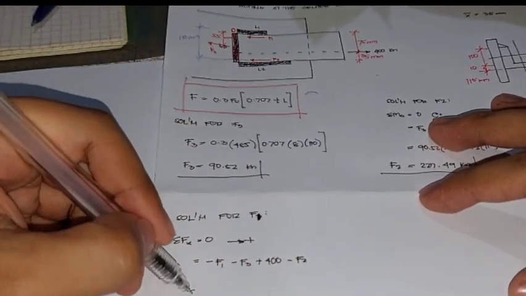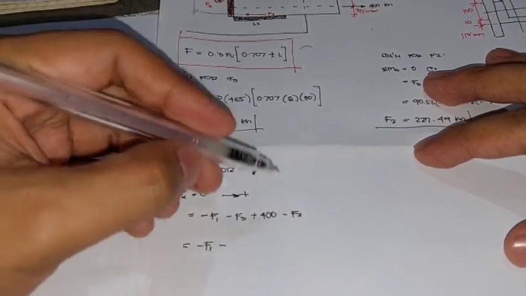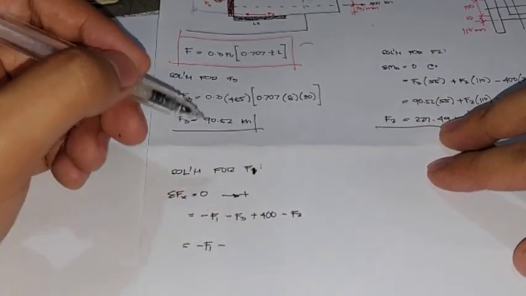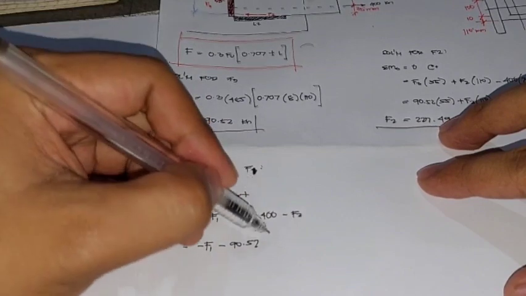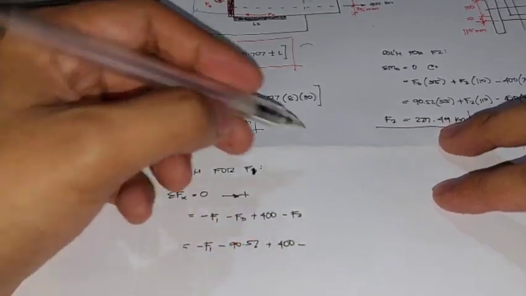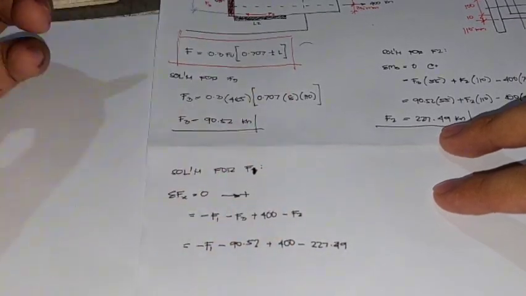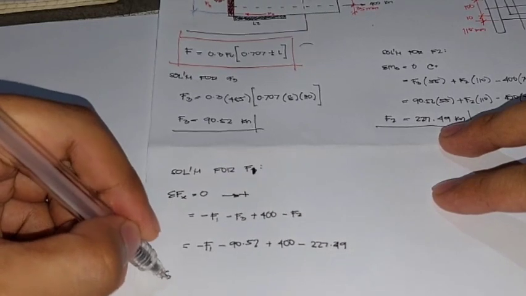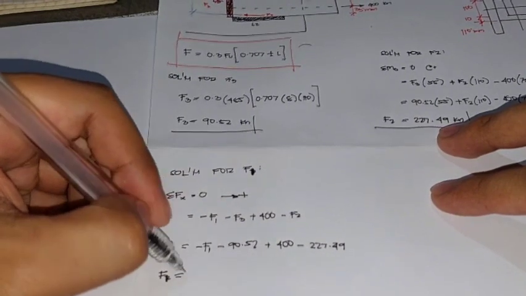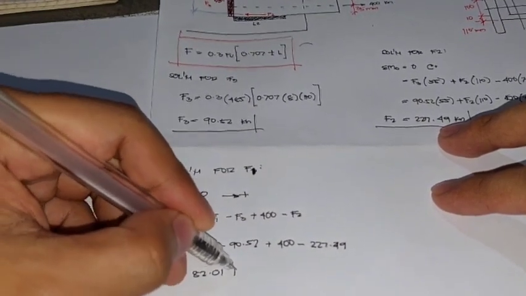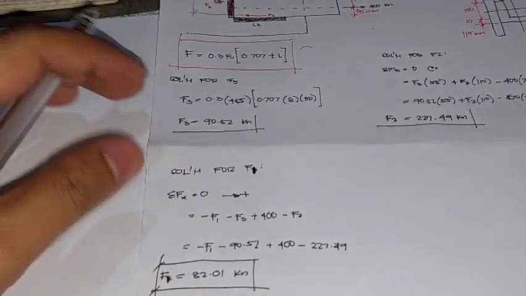So substitute: F1 is missing, minus F3, which is 190.52, plus 400, minus F2, which is 227.49. Shift solve, and F1 is 82.01 kN. So we now have the values of F.